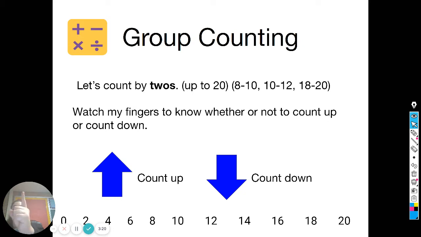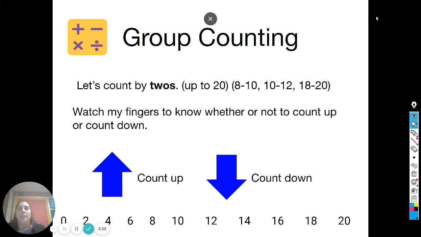2, 4, 6, 8, 10, 12, 14, 16, 18, 20, back down, 18, 16, 14, 12, 10, 8, 6, 4, 2, 0.